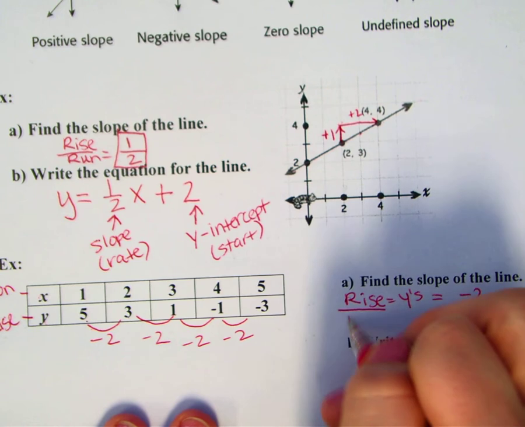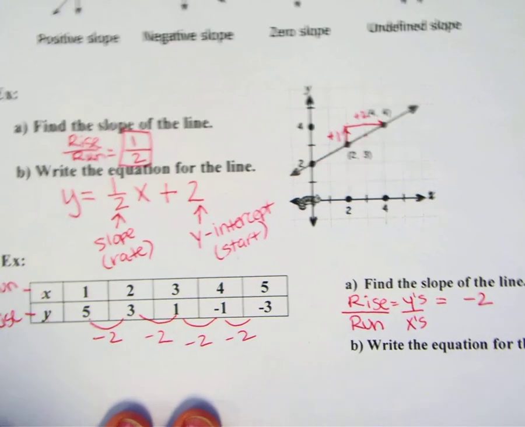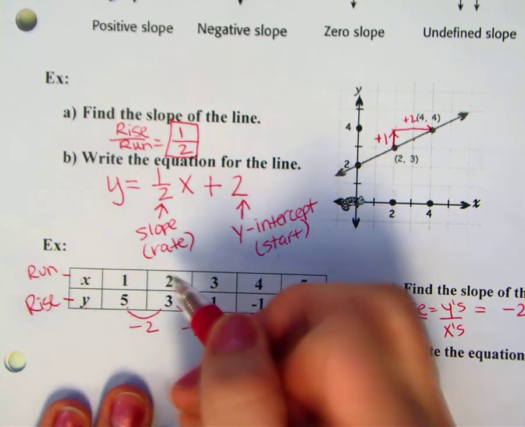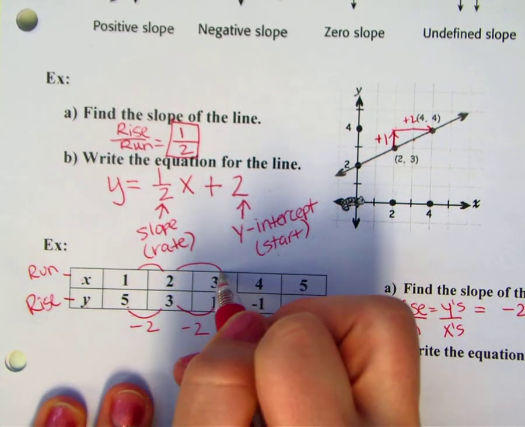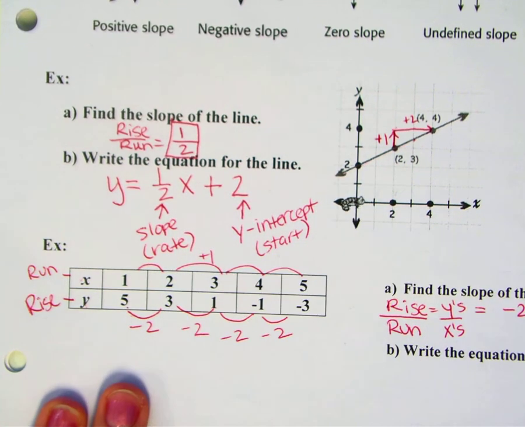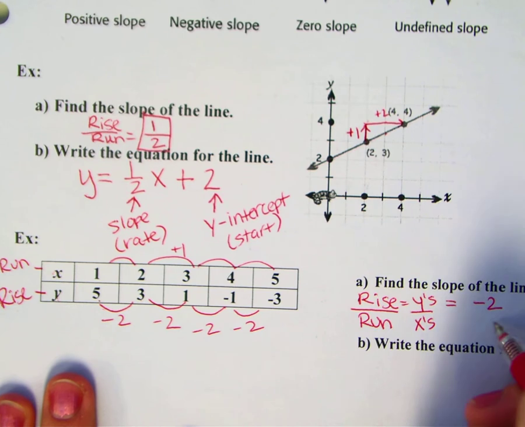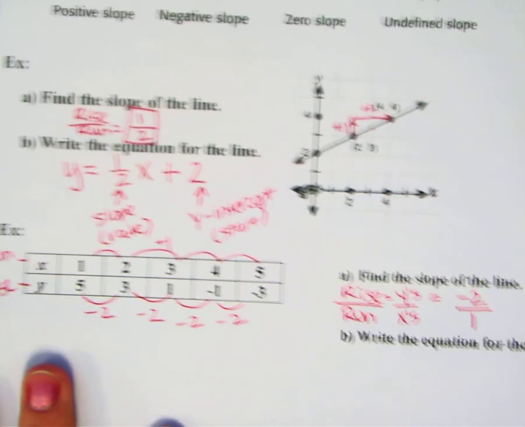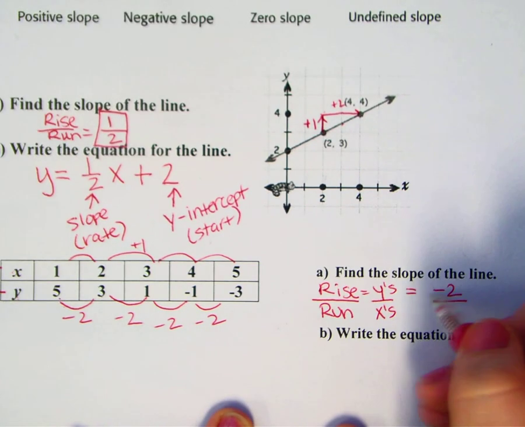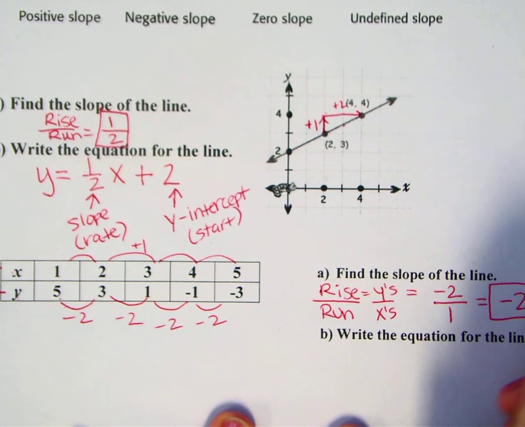And we want to put that over the run, right? It's rise over run, which goes along with how your x's are changing. So now I want to look at how the x's are changing. Well, the x's are just going 1, 2, 3, 4, 5. So you'll notice that they are just going up by 1 every time. So although the y's, or your rise, is going down 2, your run is just going over +1. Okay, so then -2 over 1, since it is over 1, I can just reduce that and say -2 over 1 is the same as -2 for a slope.